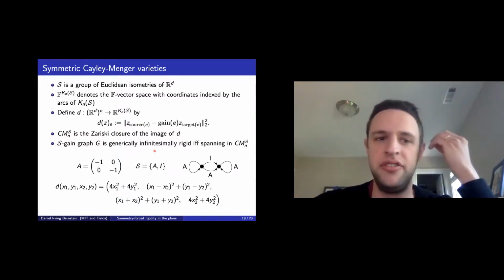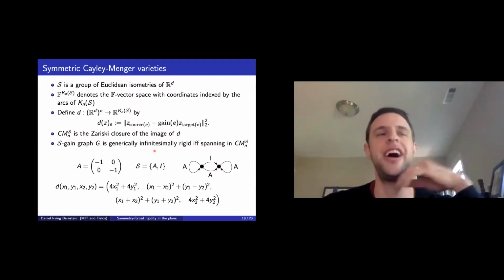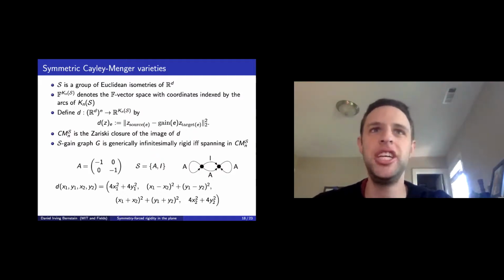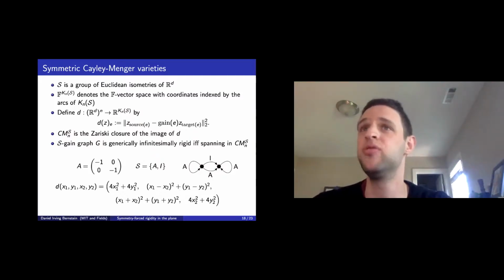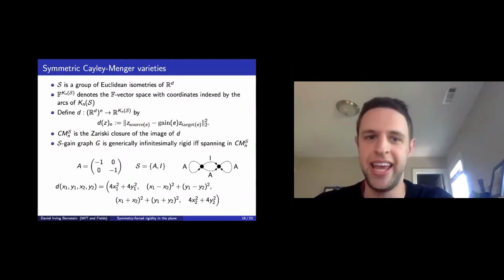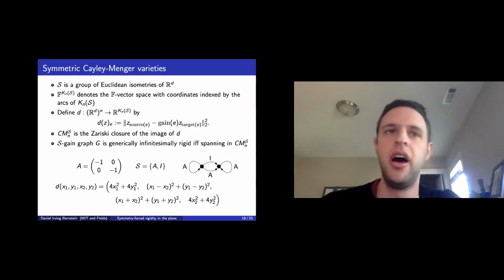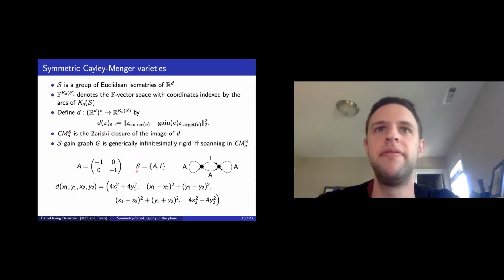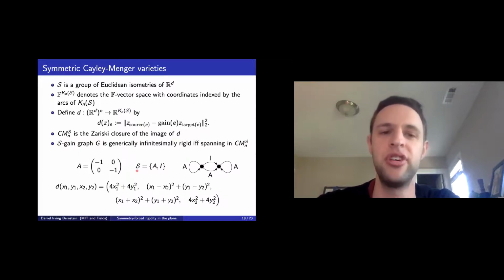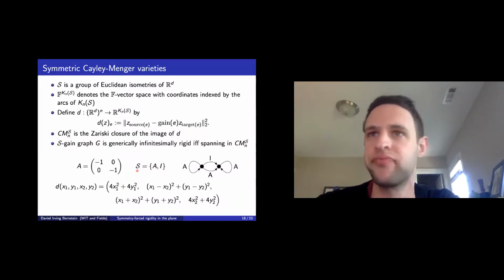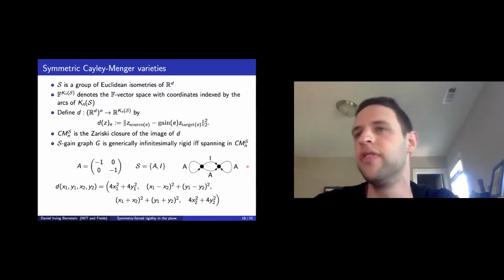And so, as it turns out now, an S-gain graph G is generically infinitesimally rigid if and only if it's spanning in the algebraic matroid of this symmetric Cayley-Menger variety. Here's an example. If S is the group generated by this matrix of an order 2 rotation, here's my complete gain graph on 2 vertices with that group.